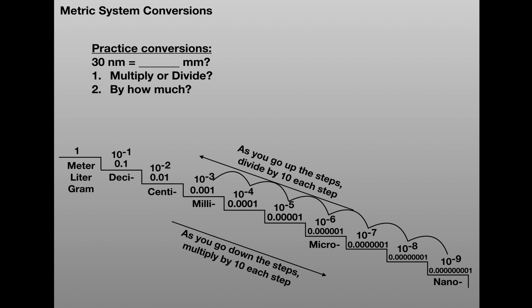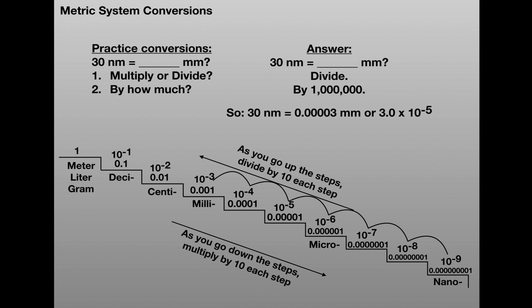From this diagram, we can see that we're going from nanometers to millimeters. So we're going to take 6 jumps, 6 steps. So 6 steps is equal to 1 million. Okay, we're going from small to big, so we need to divide by 1,000,000. So the final result is 0.00003 millimeters, or 3.0 times 10 to the minus 5.